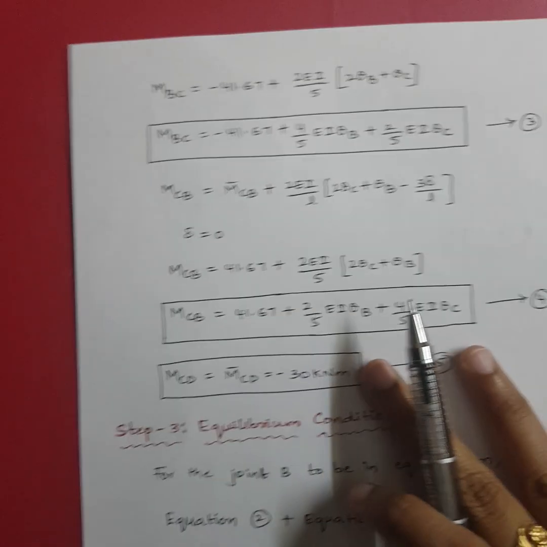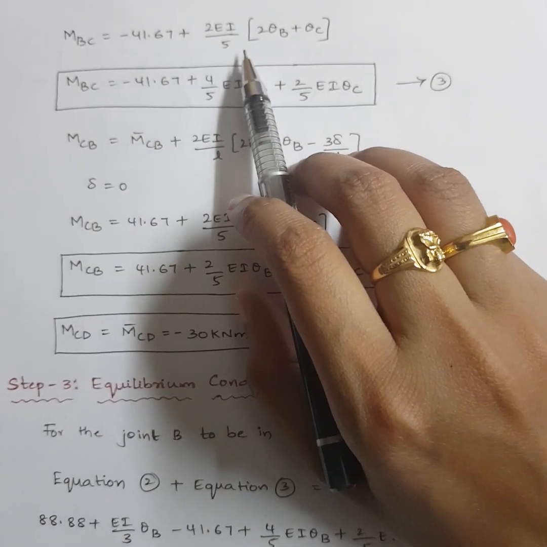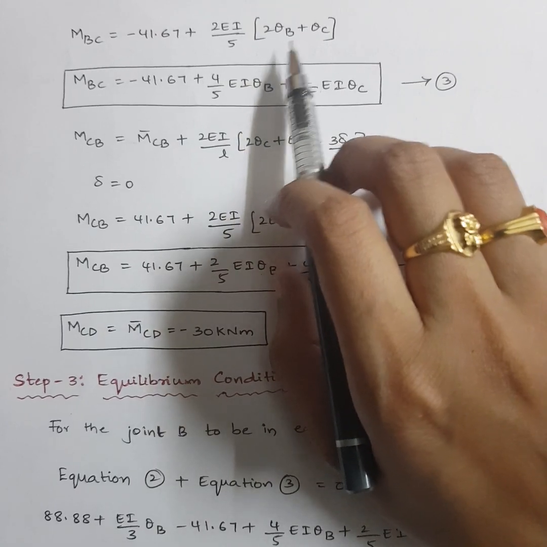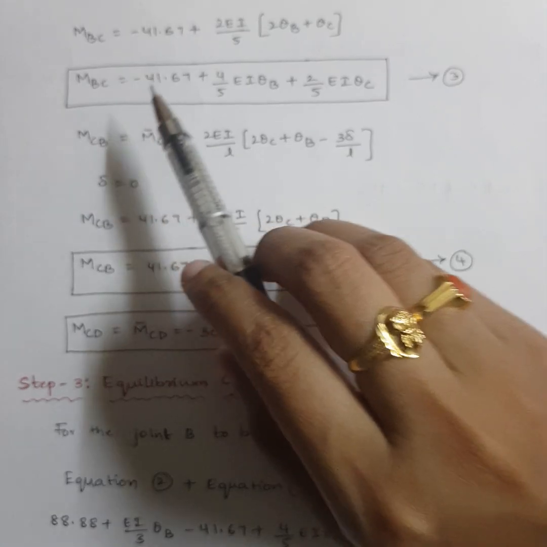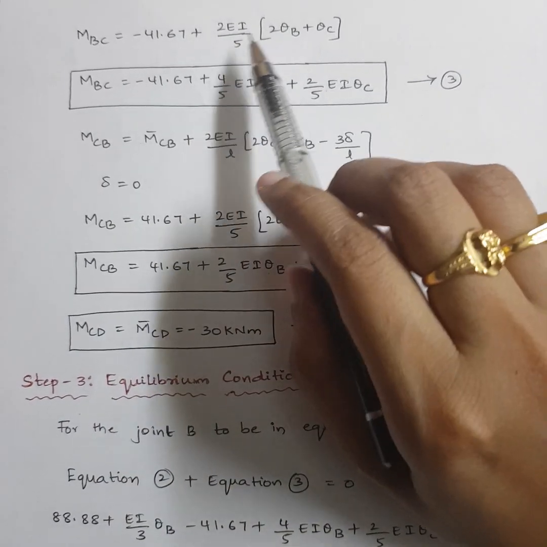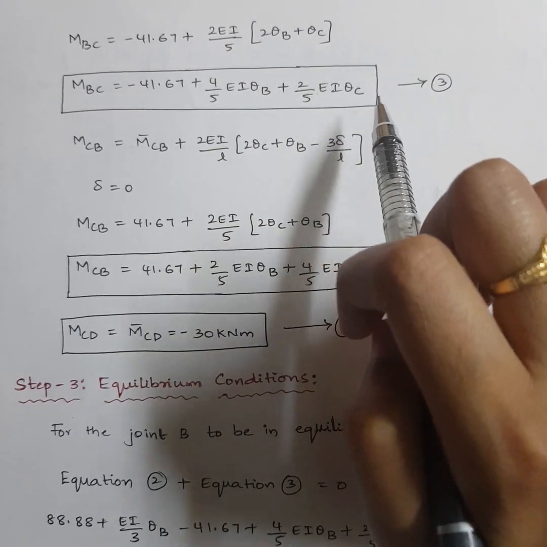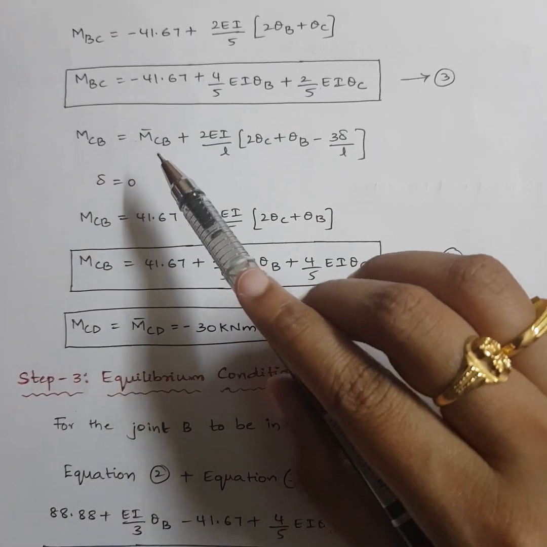So let's substitute the value of M bar BC, which came from step 1, which is minus 41.67 plus 2EI by L, L is 5, means the span of BC is 5, into 2 theta B plus theta C. The term related to delta became 0. So MBC will be minus 41.67 plus, this is 2 into 2, 4 by 5 EI theta B plus 2 by 5 EI theta C. That's equation number 3.